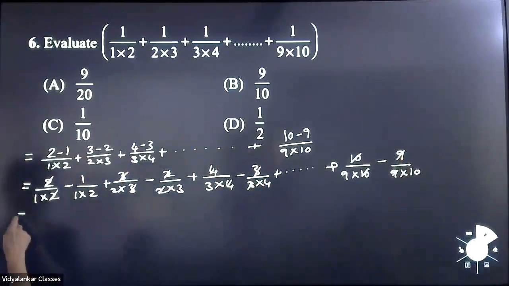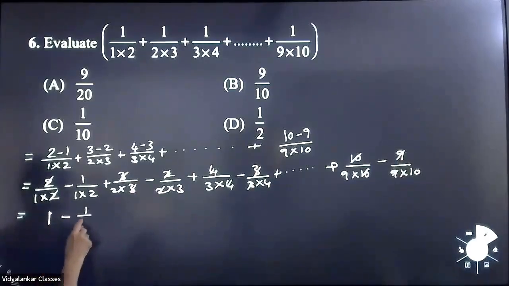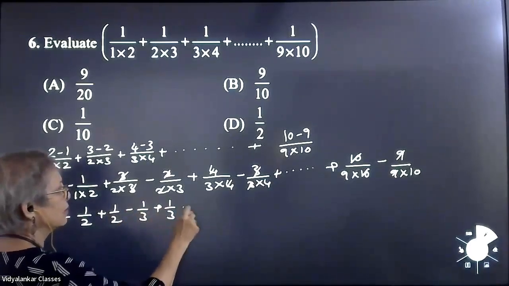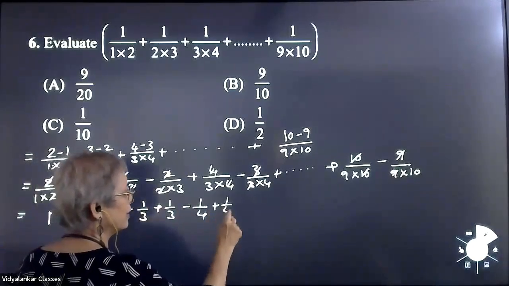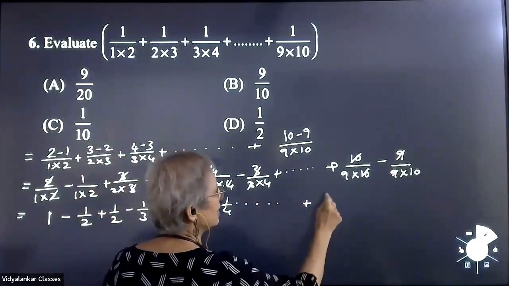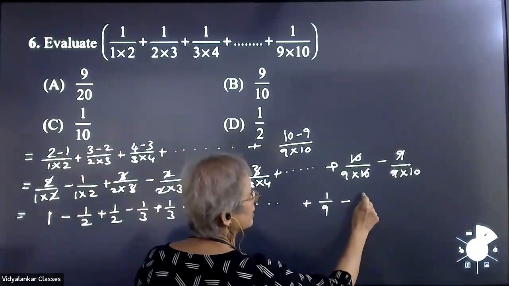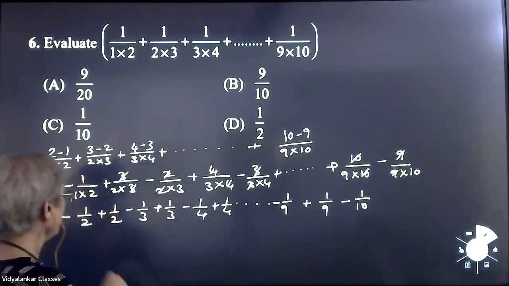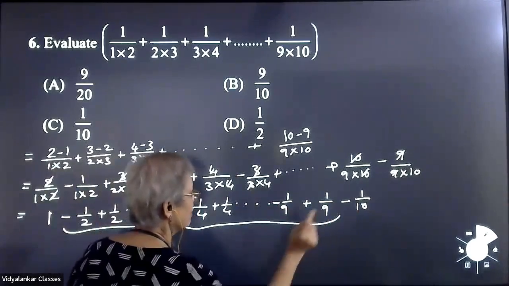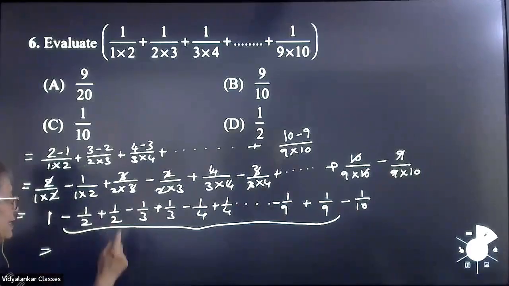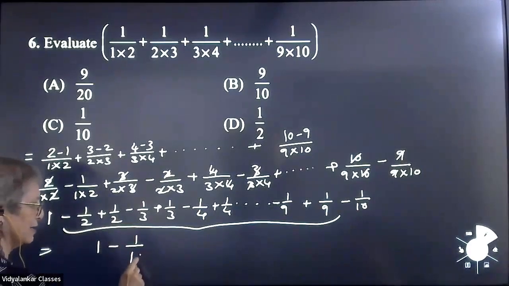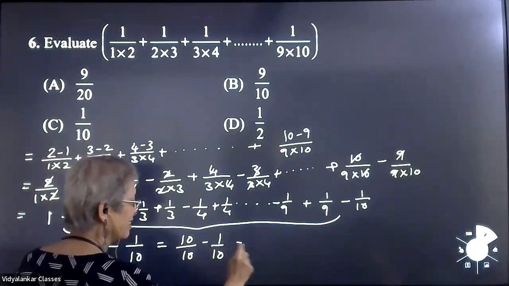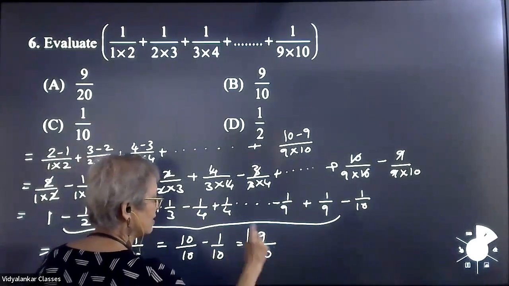Okay, so what remains? This is 1 minus 1 by 2 plus 1 by 2 minus 1 by 3 plus 1 by 3 minus 1 by 4 and then plus 1 by 4 and so on. So this term will be 1 upon 9 and minus 1 upon 10. The previous will be minus 1 upon 9. And therefore all these terms will get cancelled. And what will remain? First and last, that is 1 minus 1 upon 10. This is nothing but 10 upon 10 minus 1 upon 10. And this is 9 upon 10. So this is our answer.